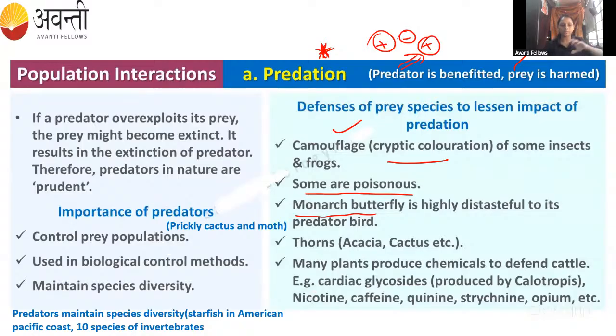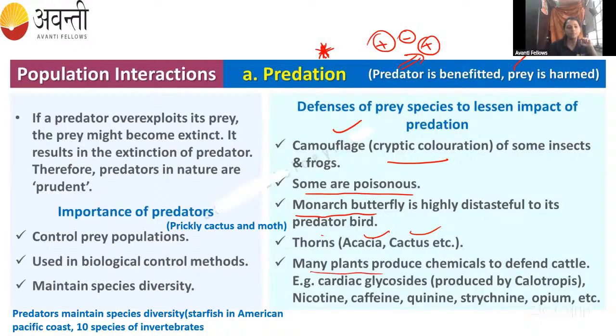Then coming to the plants, they will cultivate thorns. Thorns will be there for the plant. So the herbivore will not eat that plant. Okay, browsing animals. For example, acacia and cactus have thorns, right? So that's why the browsing animal will not eat them.